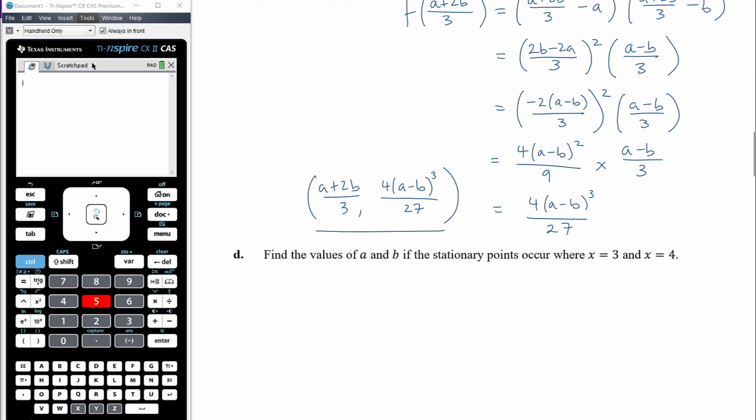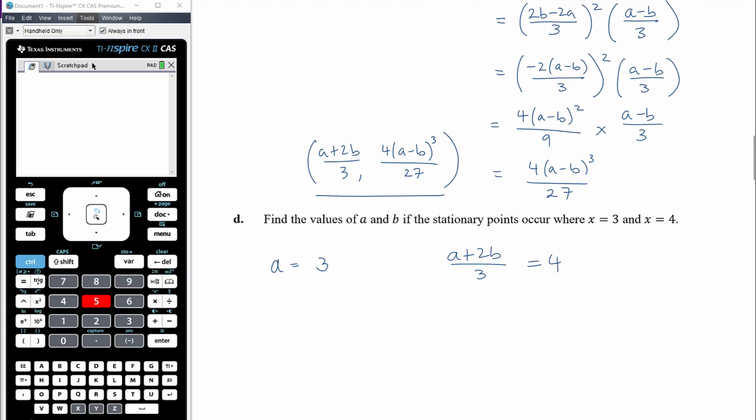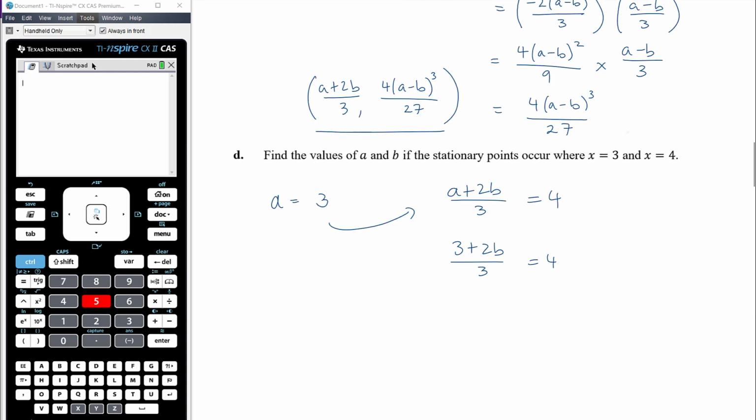So immediately we know that a will equal 3, and we know the x coordinate of the other stationary point, (a plus 2b) on 3, will be equal to 4. Alright, so we can sub a equals 3 into this, so this is (3 plus 2b) on 3 equals 4, so that is 3 plus 2b equals 12. 2b equals 9, and so b equals 9 over 2. So find the values of a and b: a is 3 and b is 9 on 2.